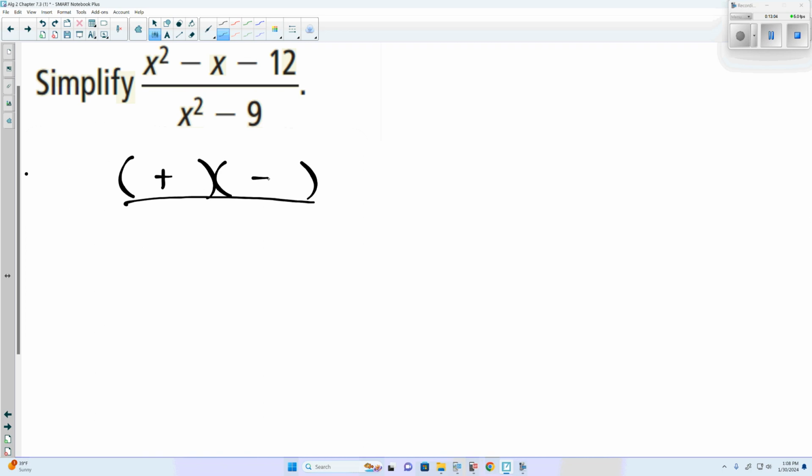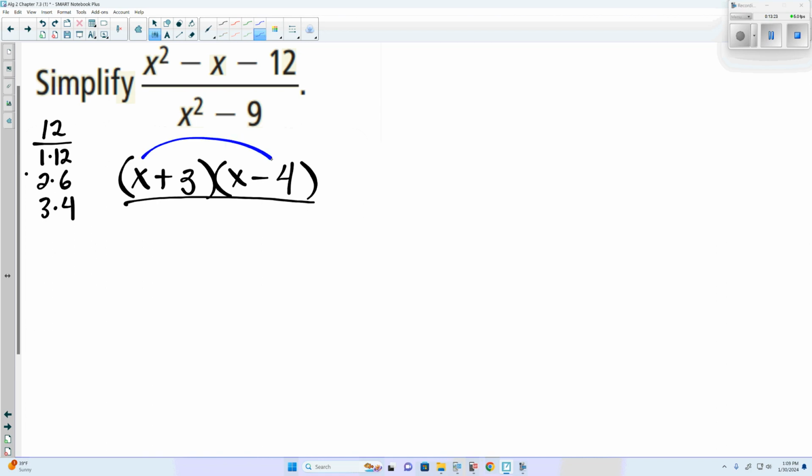Now we need the factors of the first and third term. Factors of x squared are x and x. Now our factors of 12 are 1 and 12, 2 and 6, 3 and 4.